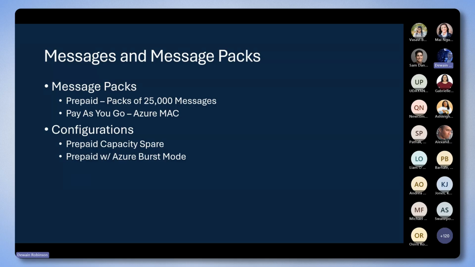Now, we also have a combination of prepaid with Azure Burst. What this would mean is that, let's say I want to purchase some SKUs of message packs. And then if I go over that, I just want to be charged out of my Azure consumption on the back end, so that it would burst into Azure in the case that I have an overage situation. So these are common configurations that we actually see with different people.